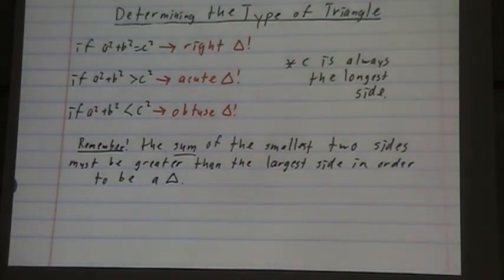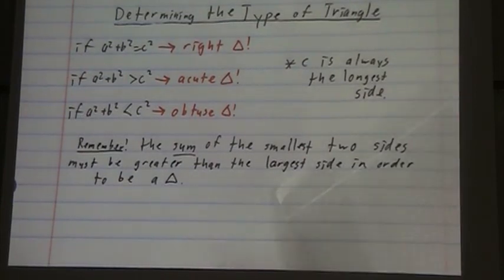I think the problems you're going to see are not going to try to trick you, but one thing to remember is, again, the two smallest sides have to add up to something bigger than the largest side in order to be a triangle, and if that doesn't happen, then you don't have a triangle.